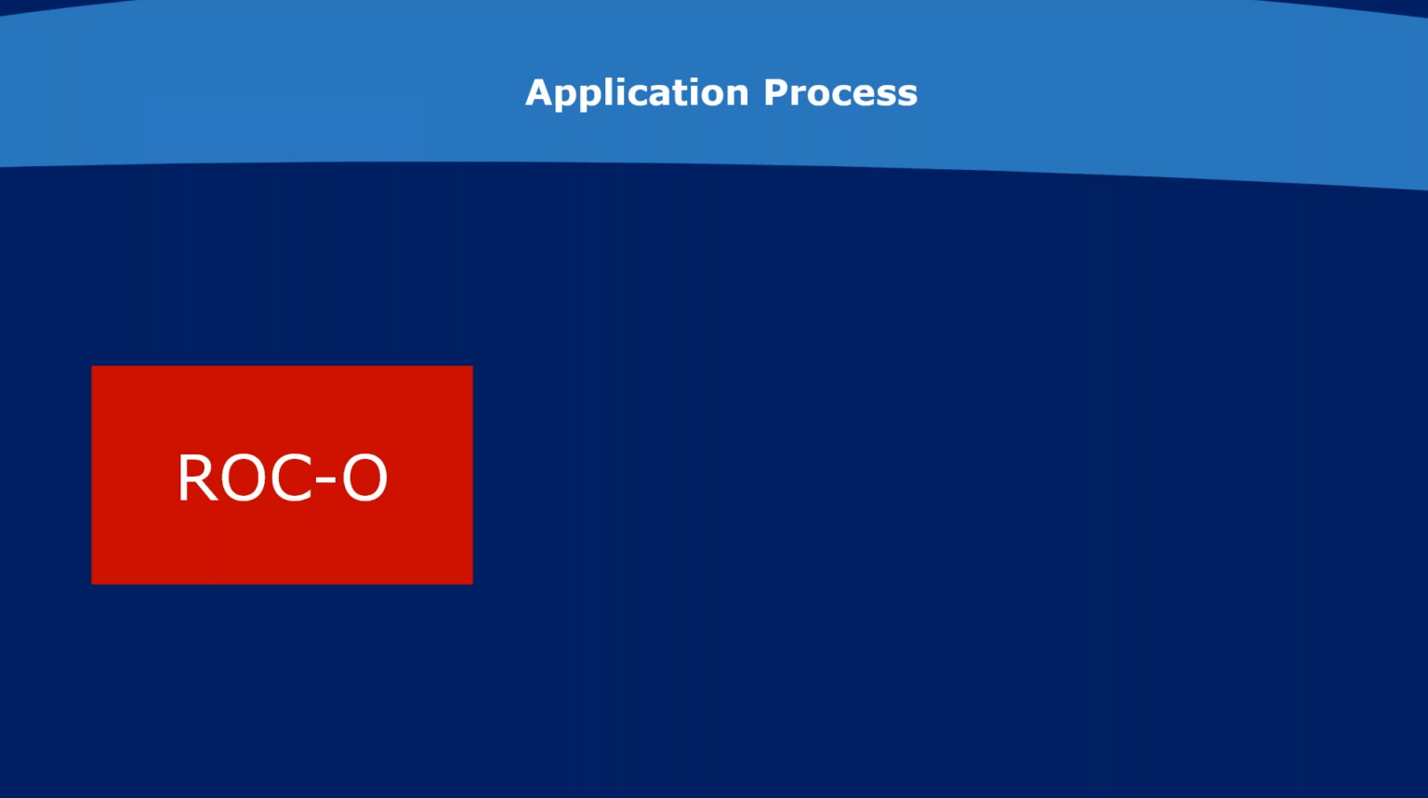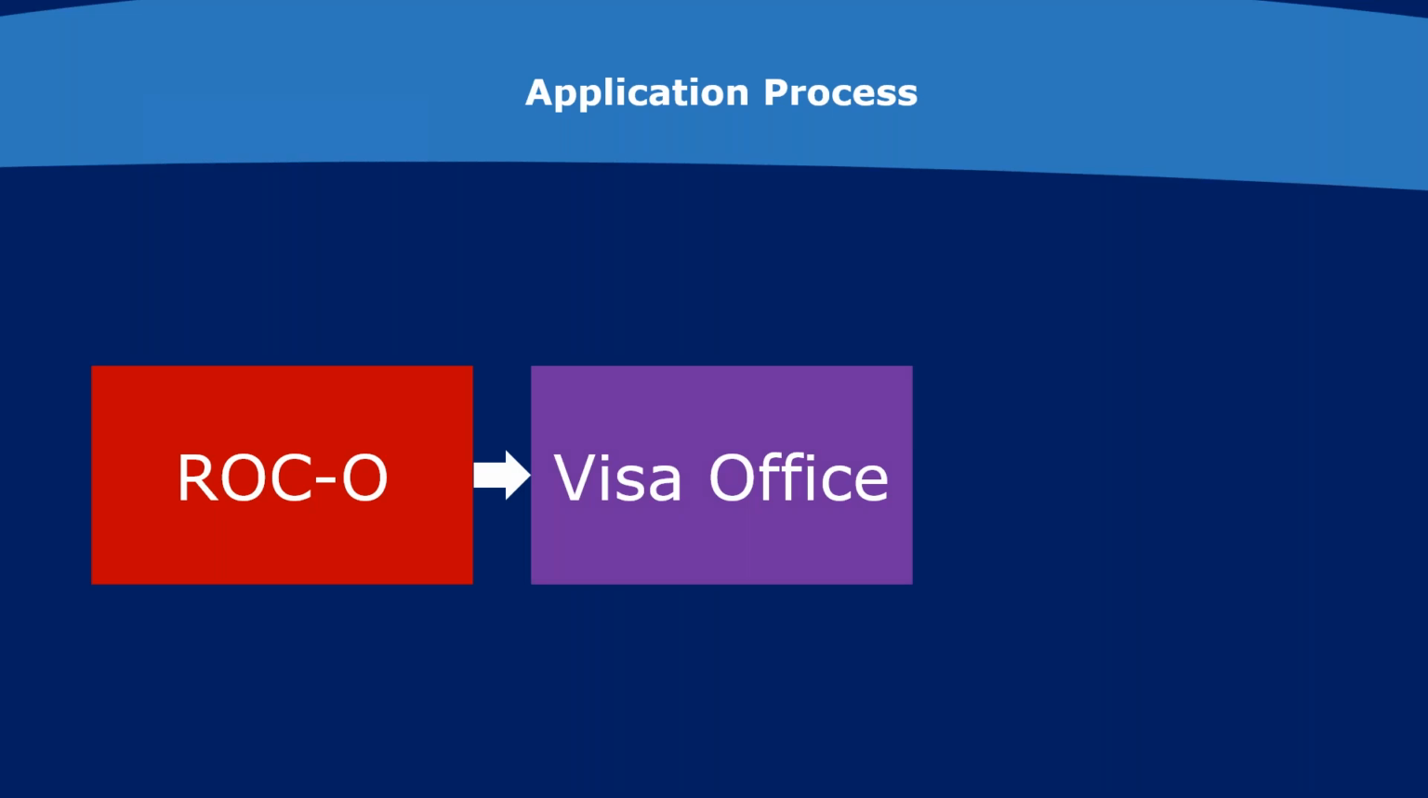So once the officer at ROCO is satisfied with the sponsors' financial and settlement capacity, and they have all the required documents that we will talk about later, and it meets the requirement, the file would be electronically transferred to a visa office abroad.